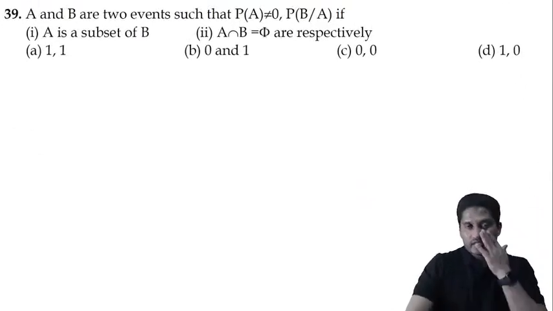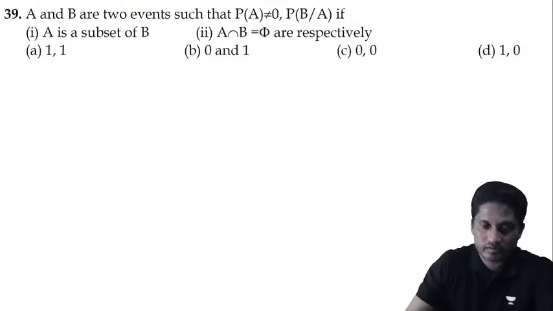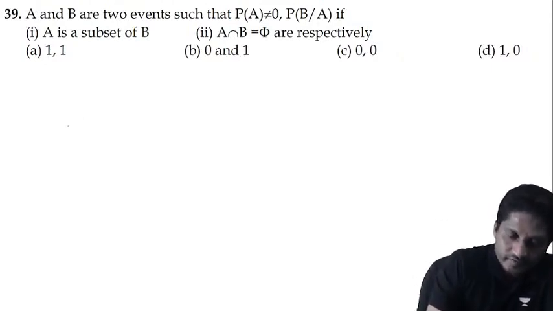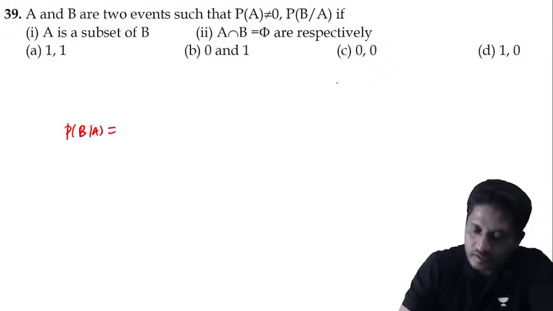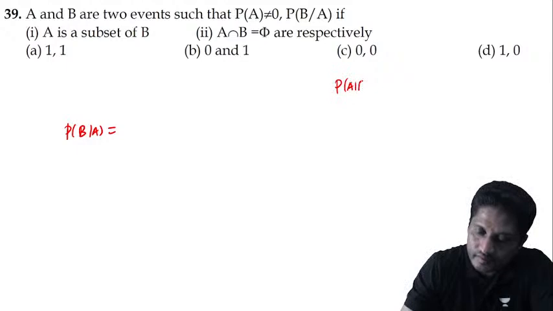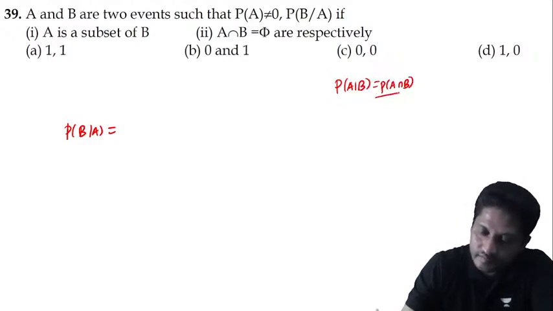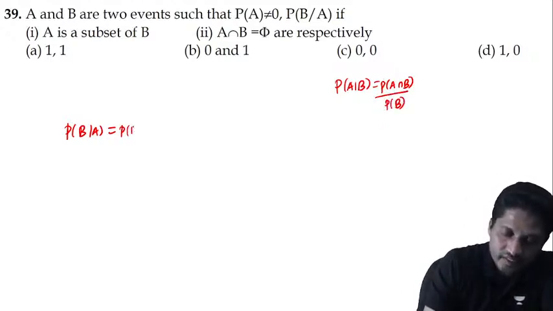A and B are two events such that P of A shouldn't be 0. P of B given A. If I use probability of A given B, then this is P of A intersection B divided by P of B. This is P of B intersection A divided by P of A.